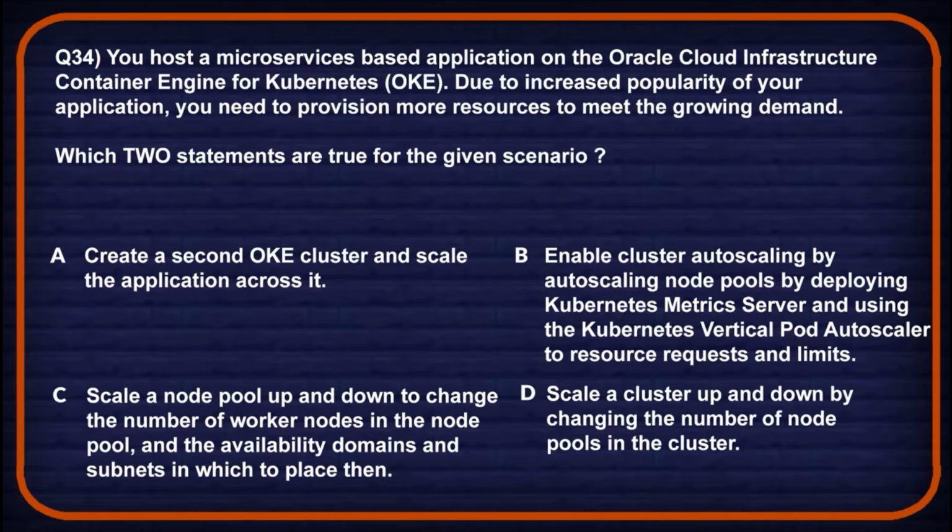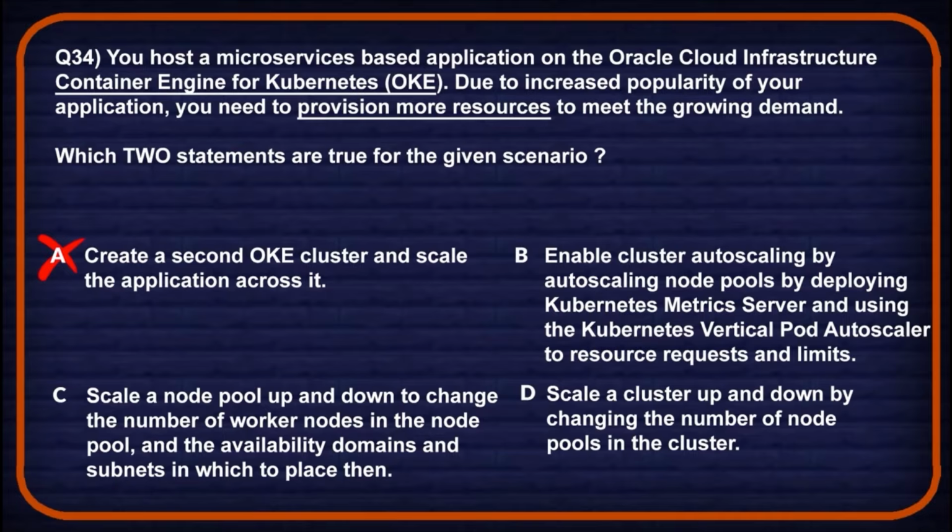Okay, let's look into question number 34. You host a microservices based application on the Oracle Cloud Infrastructure Container Engine for Kubernetes. Due to increased popularity of your application, you need to provision more resources to meet the growth demand. Which two statements are true for the given scenarios? Okay, let's look into the options. Create a second OKE cluster and scale the application across it. Scaling across the cluster adds complexity and it's not required unless facing multi-region or isolation needs. So option A, it's not a good answer.